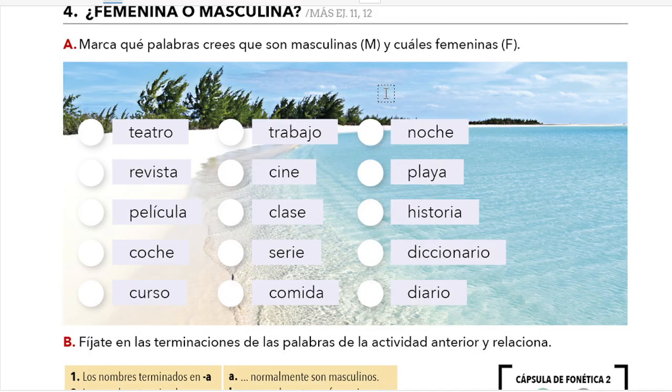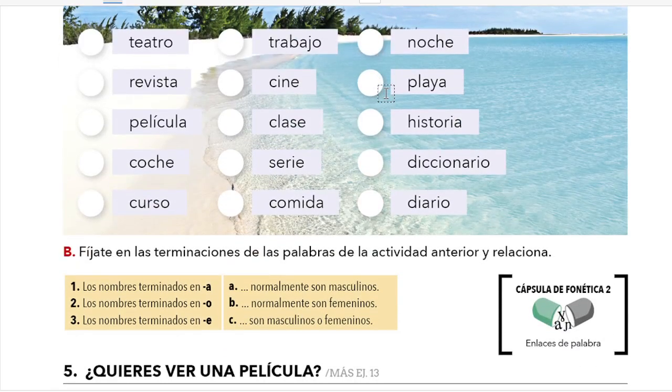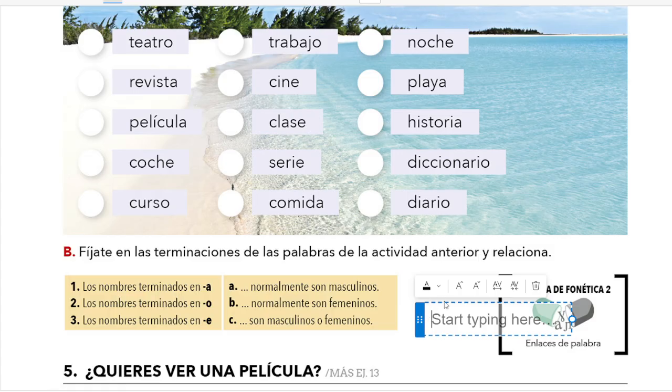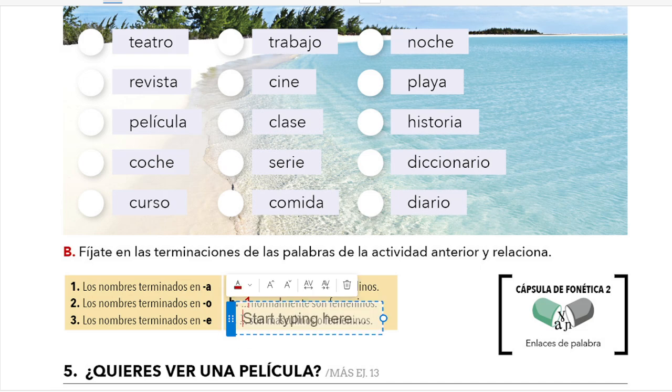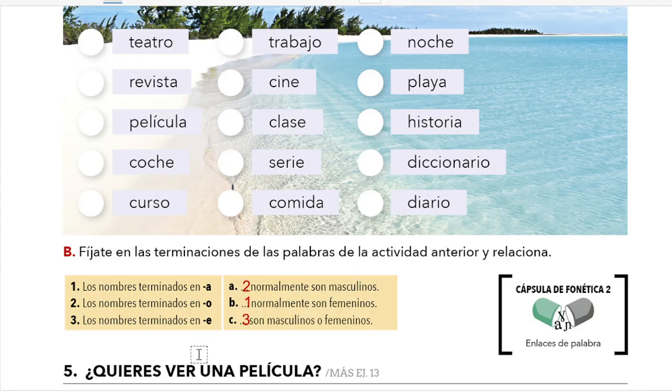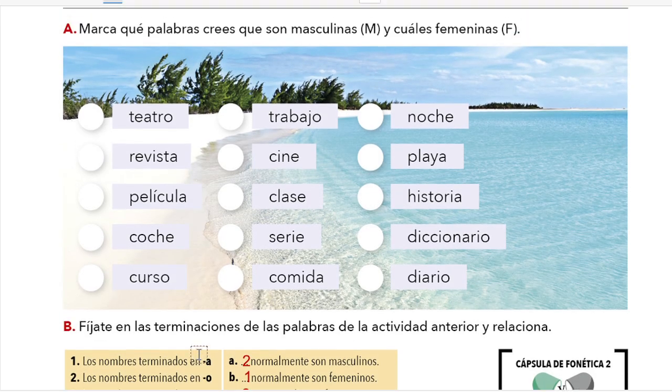So first, down there, they have said los nombres terminados in A. So they are normalmente, which means normally, femenino. Los nombres terminados en O, normalmente masculino. And los nombres terminados en E son masculinos o femeninos. So they can be either masculine or feminine.